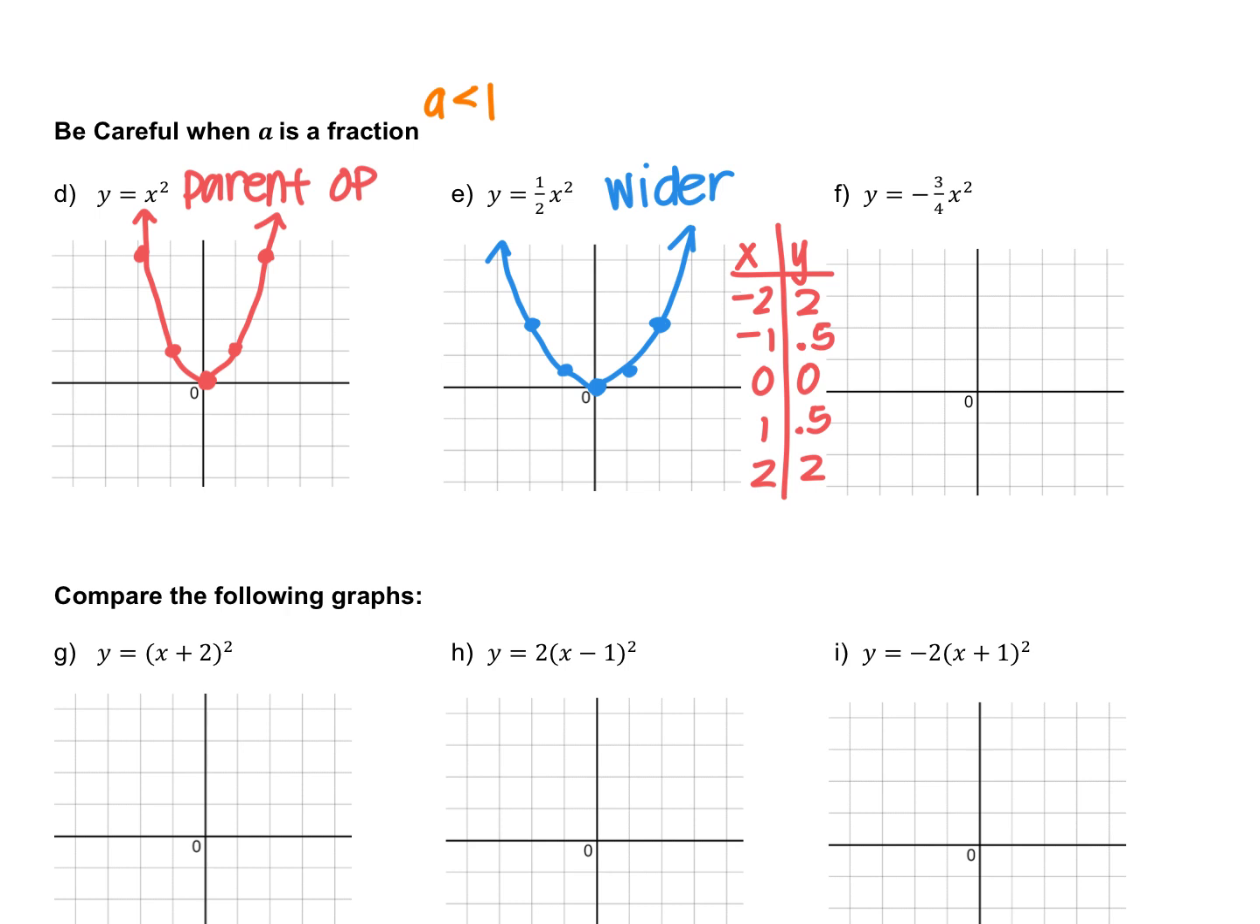Do you think the next one is going to be more or less wide than the last one? Wider, narrower, what do you think? It's going to be narrower than the last one, because it's closer to 1. So it will be narrower than the last. I'm just going to put less wide, but still wide. Still wider than the original, but narrower than the last one.